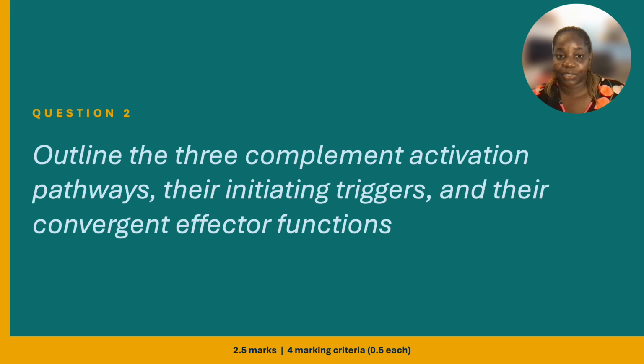So that means you will lose the marks dedicated for that if at the end you don't have a convergent effector function of the three pathways. Okay, let's go directly to the correction of this question two.